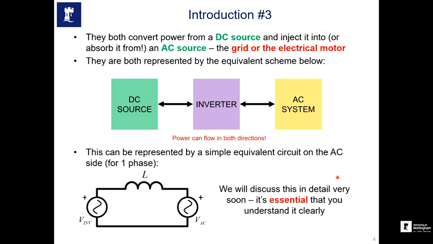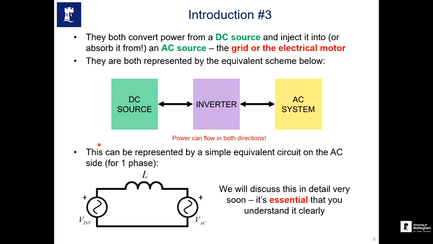Right. So as we saw, both of the converters convert a DC source and inject it into an AC source. It could be a grid or it could be an electrical motor. If we want to represent it with a block diagram, we have 3 simple blocks: the DC source, the inverter, and the AC system. Now in this scenario, the power can flow in both directions. The power can flow from the DC to the AC system and also from the AC to the DC system. How it flows in both directions, we'll see after a few slides.